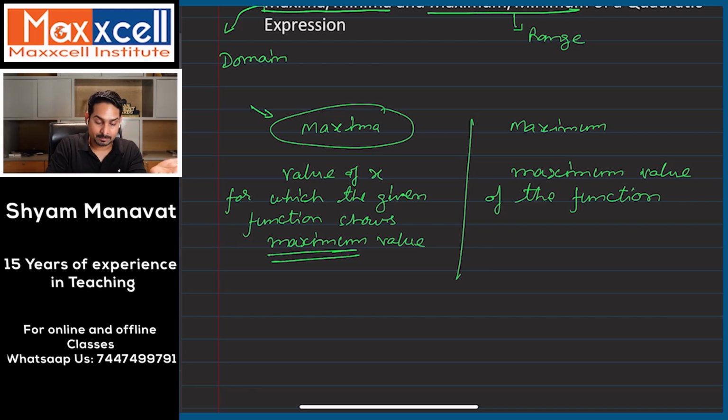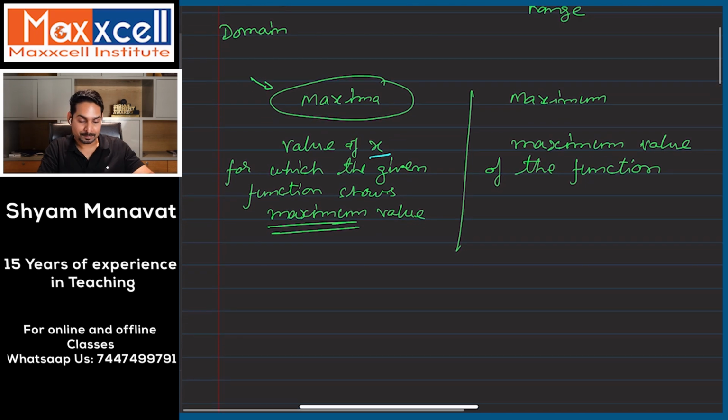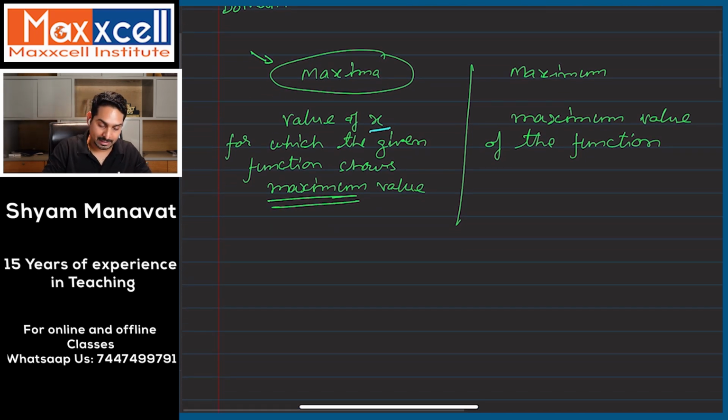It cannot be because x is an independent variable. It can take any value. So if it has to take maximum value, then it can go up to plus infinity. Correct. So maxima is the value of x at which the function shows maximum value. We'll understand with an example. For now, understand this much: any value of x for which the function shows maximum value. The function cannot have a value more than that. Okay, that is maxima.